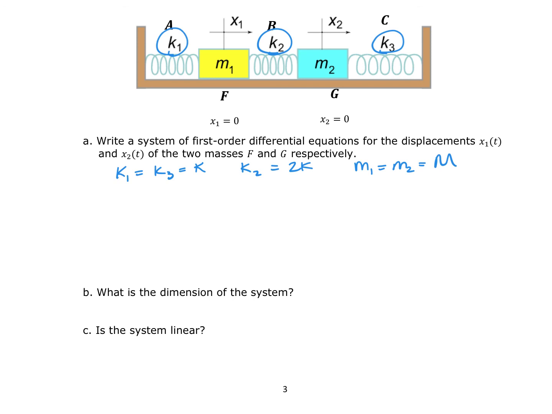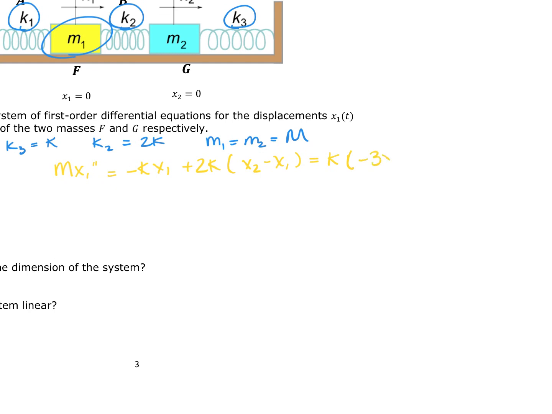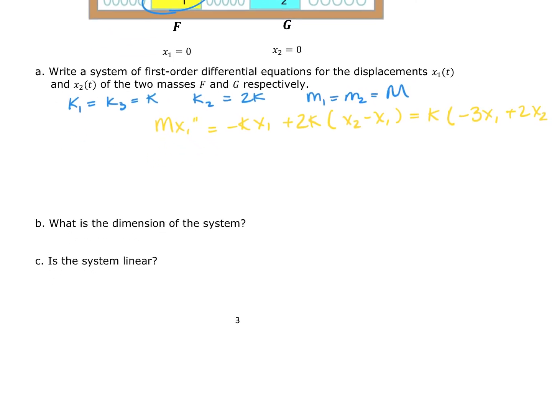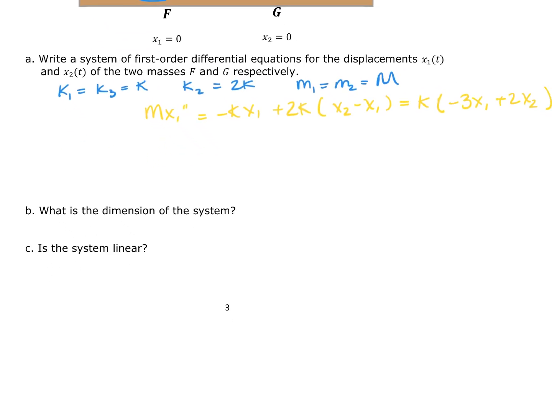Then, the force on the left mass, which is this one, I'll even do it in yellow: M x sub 1 double prime is equal to negative k x sub 1 plus 2k times the quantity x sub 2 minus x sub 1, which is equal to k times negative 3x sub 1 plus 2x sub 2.